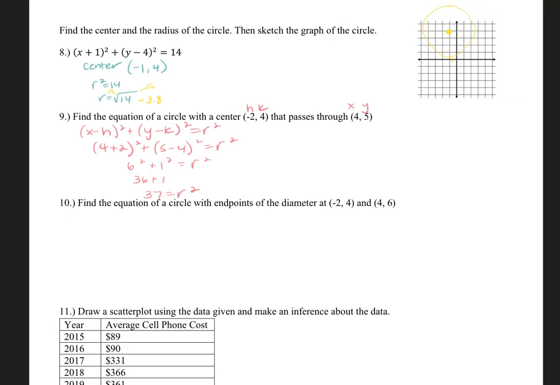So I plug back in the h, the k, and the r squared. X minus a negative 2 becomes plus 2 squared plus y minus 4 squared equals 37.